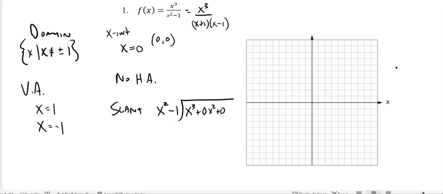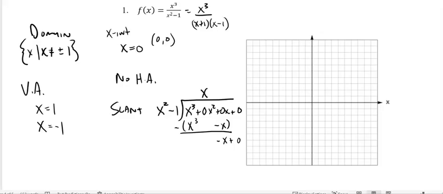0x squared plus 0x plus 0. X squared goes into x cubed x times, subtract. Try that again. And then we multiply. X times this thing is x cubed minus x. That's over here. I put it in the wrong place. Now we subtract: 0, 0, negative x. Bring down the 0 if you want. And that's it. Okay, so that's a little confusing.